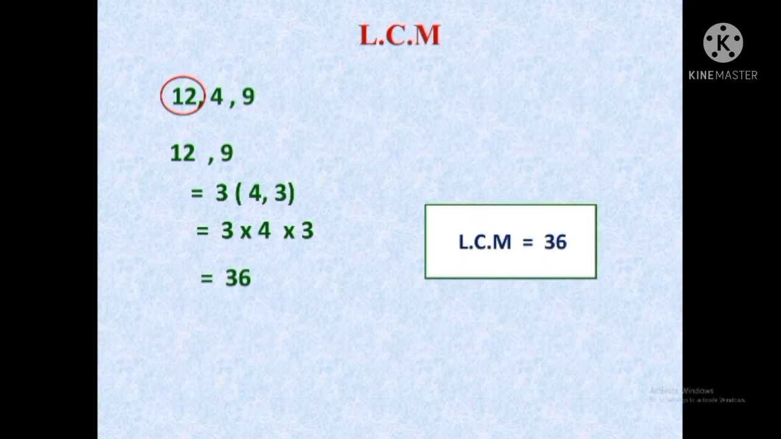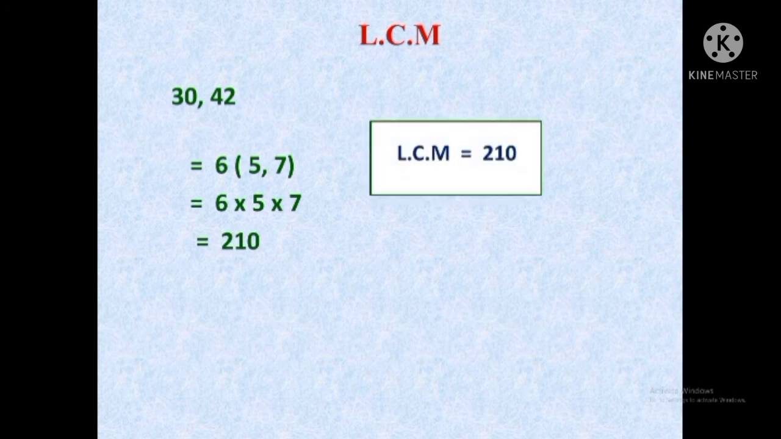Since we are having only two numbers, we can apply the second method. The second method is that we are going to take the common factor out. So the common factor for 12 and 9 is 3. So if we take 3 outside, inside the bracket we will get 4 and 3. Because 3 into 4 is equal to 12 and 3 into 3 is equal to 9. Next we are going to multiply 3, 4 and 3. So if we multiply 3, 4 and 3, the final answer will be 36. So the LCM for the question 12, 4 and 9 is 36.